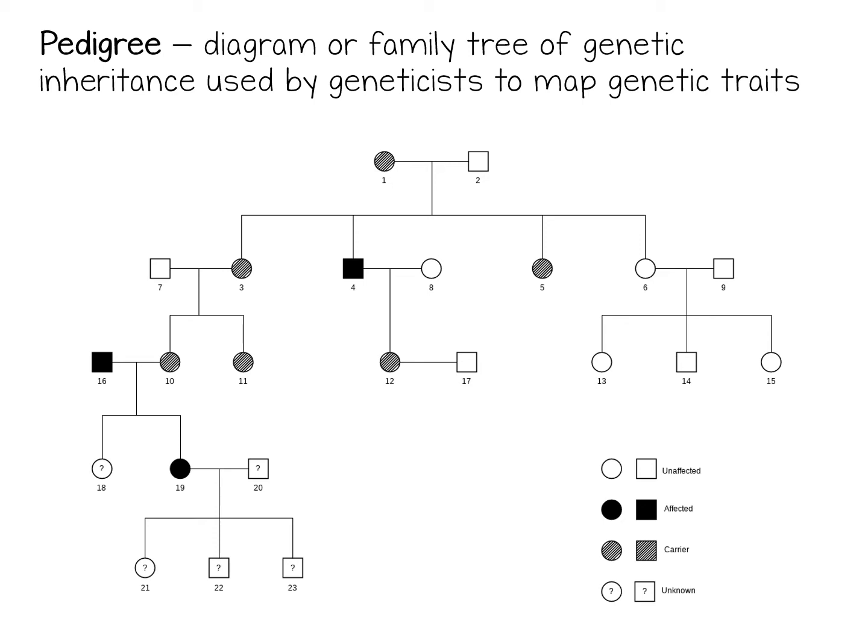Symbols are used to show those who are affected and those who may be carriers. Other symbols are used to represent males, females, and other family tree identifiers, such as the deceased or even twins, are shown in this pedigree.